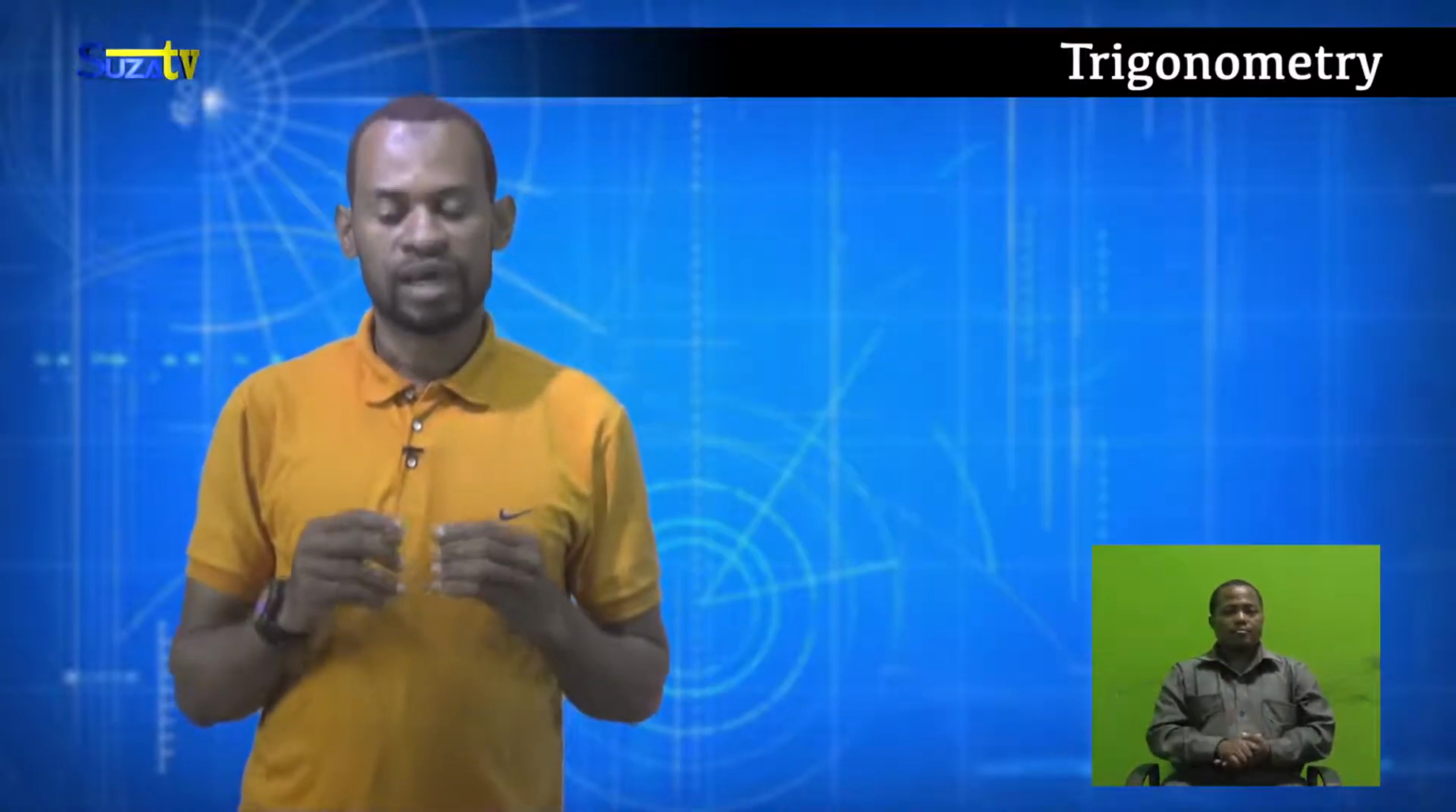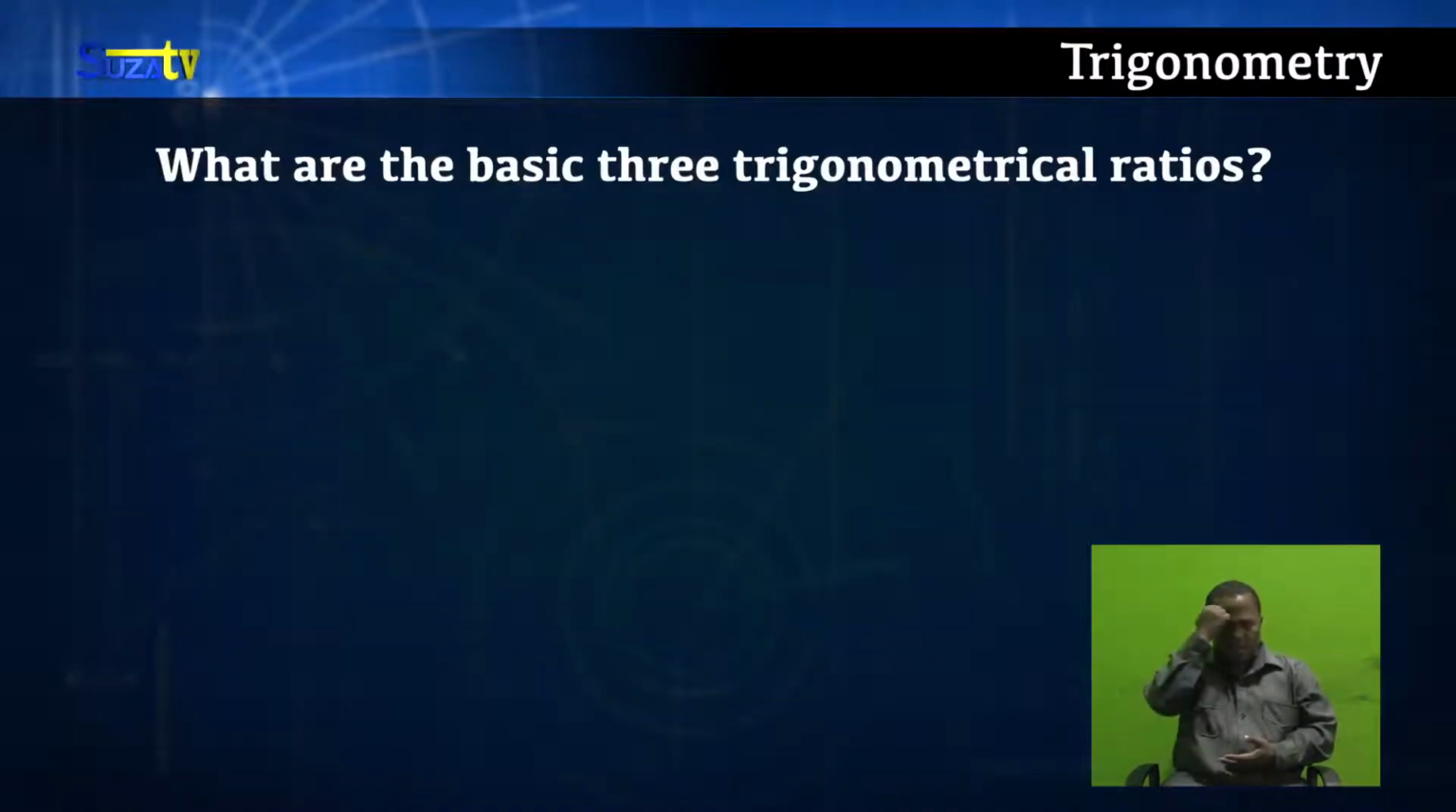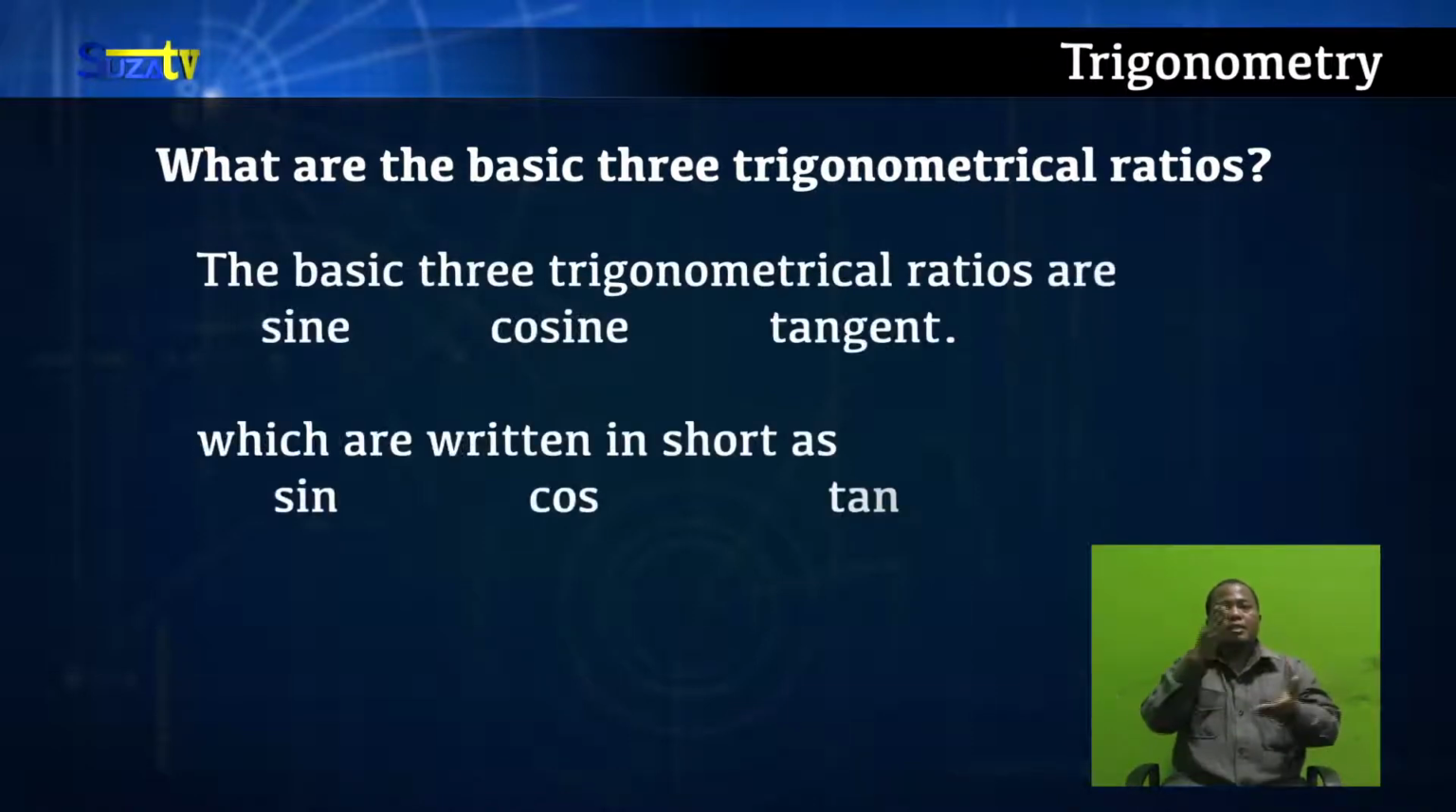Before we proceed further, can you remember the basic three trigonometrical ratios? Well done. The basic three trigonometrical ratios are sine, cosine, and tangent.